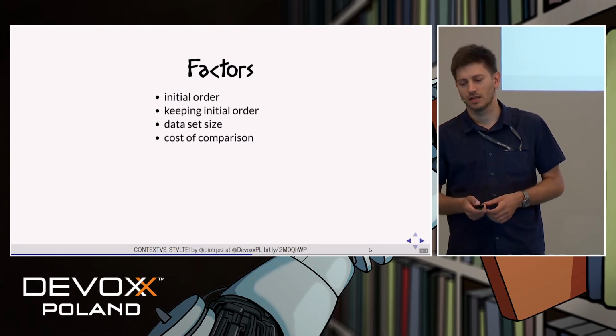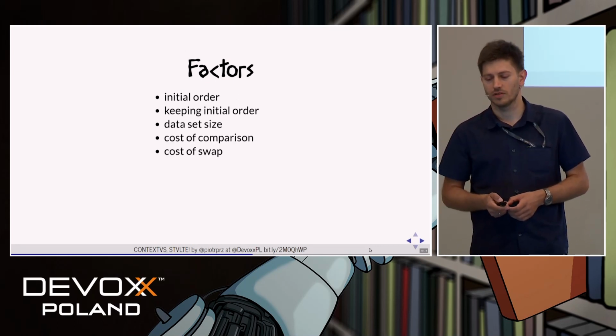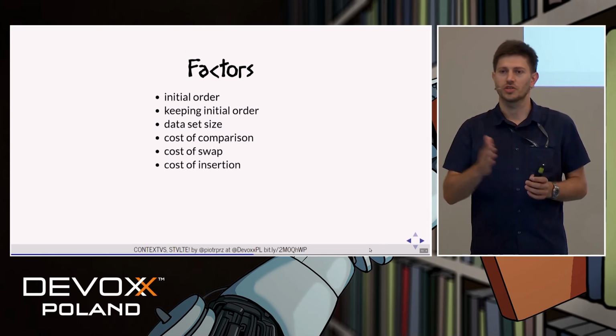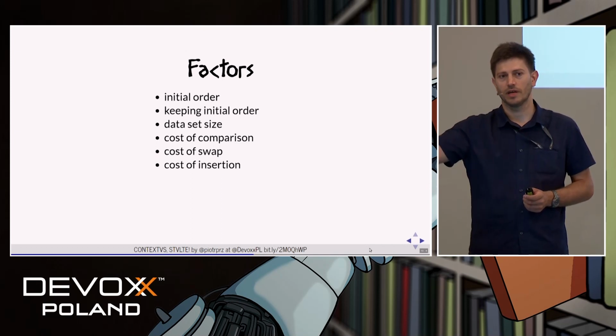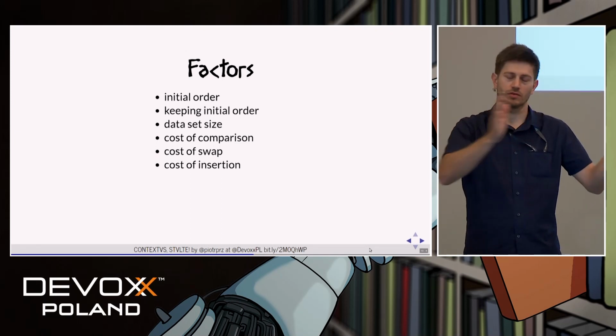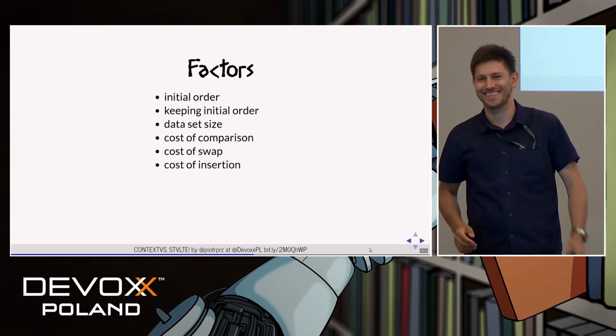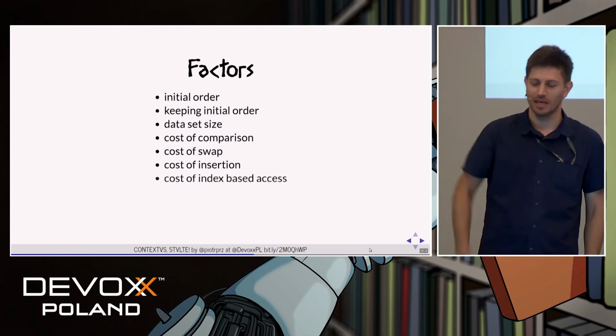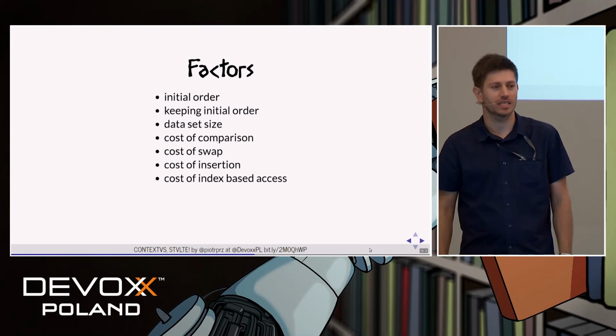The data size. Cost of comparison, as I show you. Cost of swapping 2 elements in a collection. Cost of inserting an element. It differs from an array where you have to shift the next numbers, or a linked list, where we can just put it in. There's cost of index-based access.